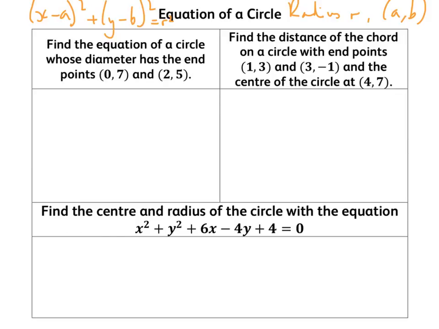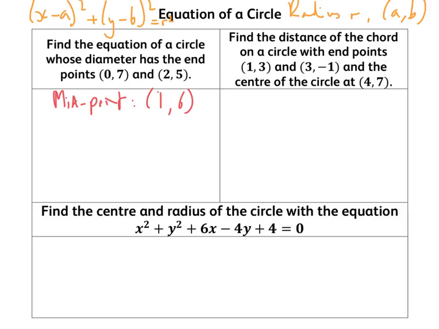Now, it says find the equation of a circle whose diameter has the end points (0, 7) and (2, 5). So that's your diameter, so the midpoint of that is going to be the centre, isn't it? The midpoint is going to be 0 plus 2 divided by 2, which is 1, and 7 plus 5 divided by 2 is 6. So that's the centre of our circle.